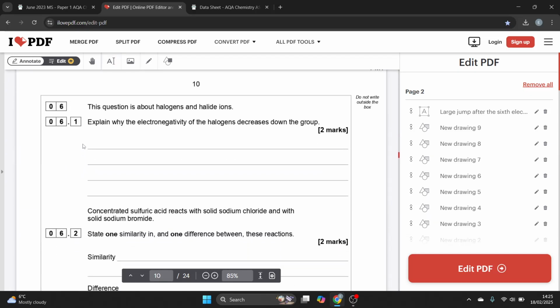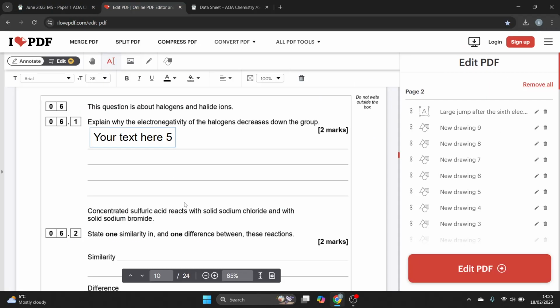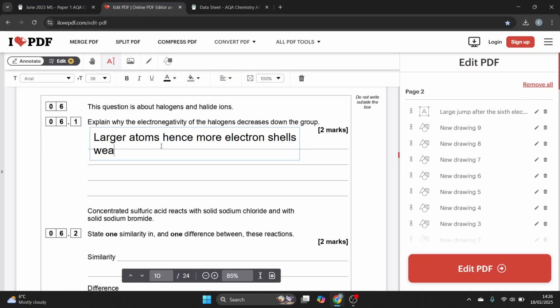Explain about the electronegativity of the halogens decreases down the group. Larger atoms, hence more electron shells. More electron shells, weaker attraction between nucleus and bonding pairs of electrons.